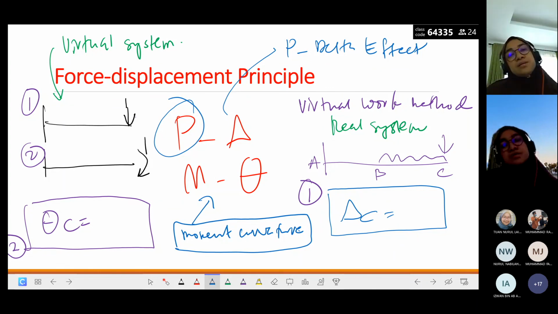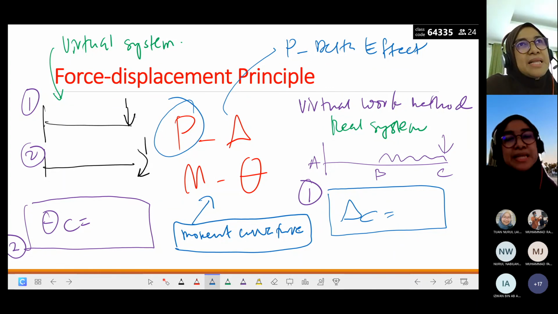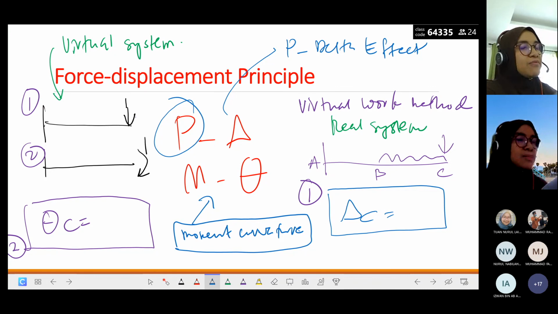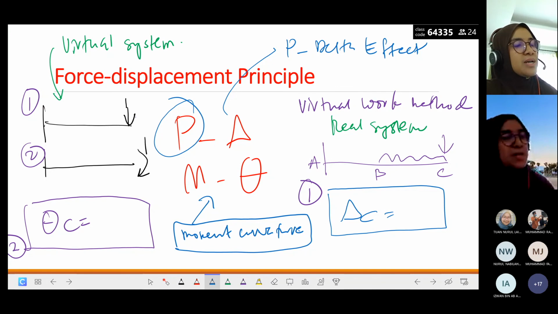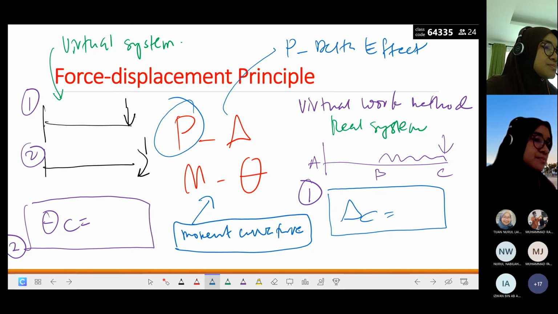Okay? So remember the partners: P goes with delta, and moment goes with theta. P represents load, whether it is vertical load or horizontal load. Rotation is for moment. Force induces deflection, moment induces rotation. Okay, so next.